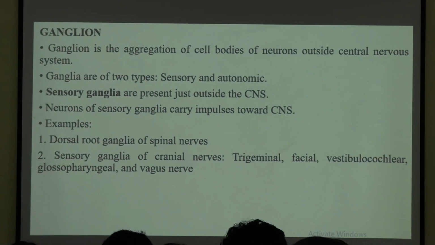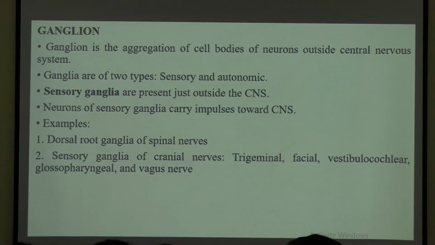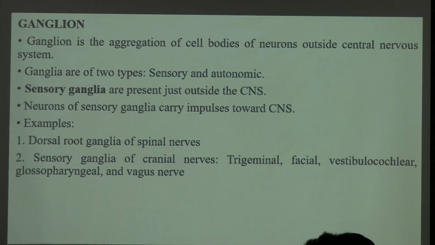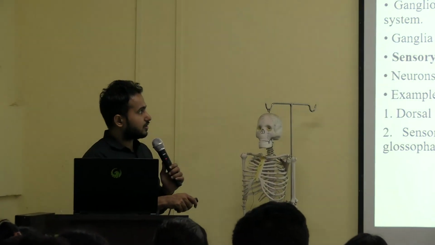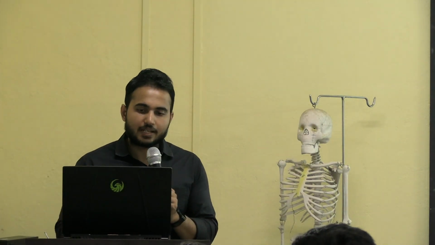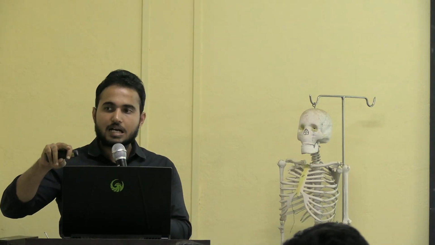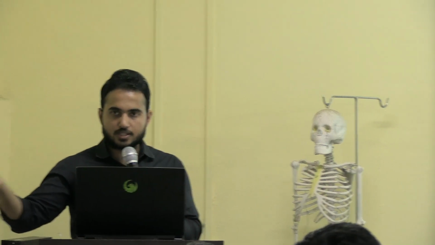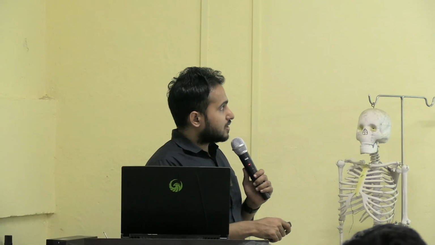Okay, now lastly, several times I have mentioned about the ganglia. Now we'll see what is ganglia. Okay, so ganglion is the aggregation of cell bodies of neurons that also outside the central nervous system. What is ganglion? It is the aggregation of cell bodies of the neurons outside the central nervous system. It is called as ganglion. Now, two types of ganglion are there: sensory ganglion and autonomic ganglion.